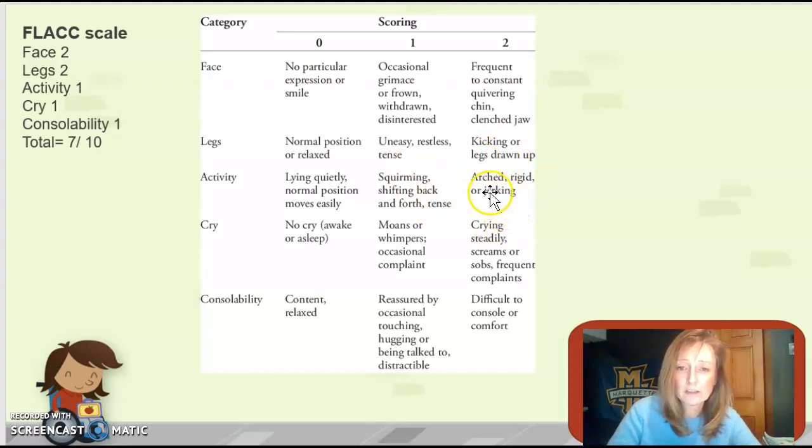Sorry, the legs were drawn up, so that was a 2. Activity was a 1. The child was constantly shifting, seemed like they were uncomfortable, trying to get a comfortable position. The child is moaning, so that deserves a 1. And consolability: when the parent is by the child's bedside, massaging their back and talking to the child, the child is consolable, so it's a 1. So we rate this child's pain a 7 out of 10.